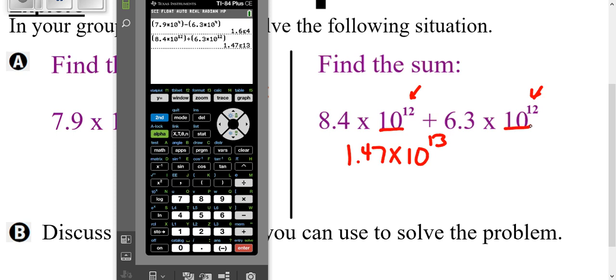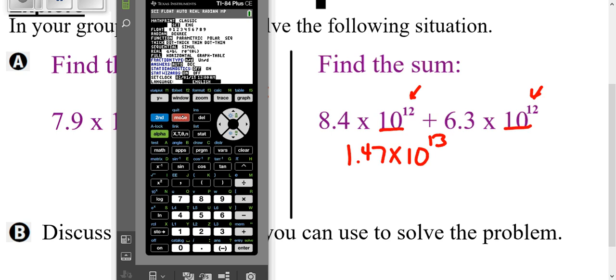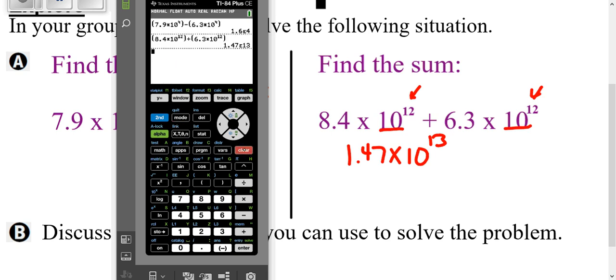Well, see, what happens in this case, if you take a look at it, mode, press normal for a second. If you do this by hand, say you have 8.4 plus 6.3, and you press enter, that's 14.7. So just showing you what's going on here. 14.7 times 10 to the 12th is not scientific notation. That is not a number in scientific notation.